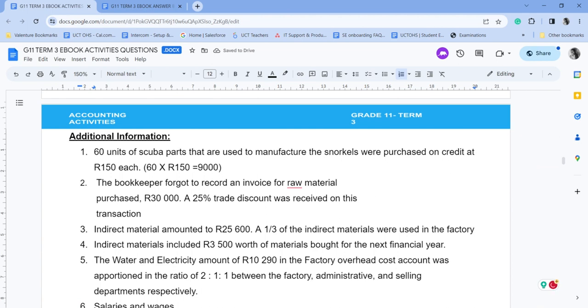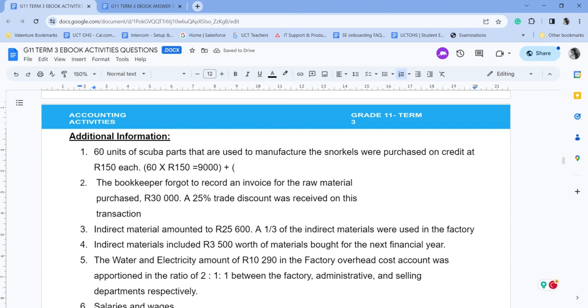So let's see. They did say here information. They say that there's more information. Okay, like this. They say the bookkeeper forgot to record an invoice for the raw material purchase, 30,000. A 25% trade discount was received on this transaction. So here it seems like we got a discount for an invoice that was not recorded.